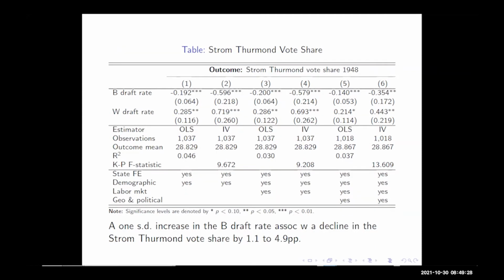Now, for the political outcomes, the next question is, does this increased political participation in the movement also lead to changes in actual political outcomes? And here we have the Strom Thurmond vote share in 1948 that we regressed on both the black and the white draft rates. When we do the IV, at the moment, we only have the IV for the black draft rate. But this is what I was saying earlier on. We see this negative effect on the Strom Thurmond vote share coming from black veterans, whereas for white veterans, this goes in the opposite direction. So it's the kind of backlash effect that I was referring to earlier.